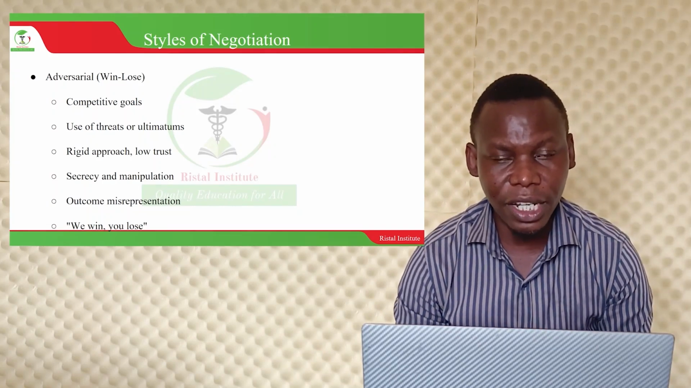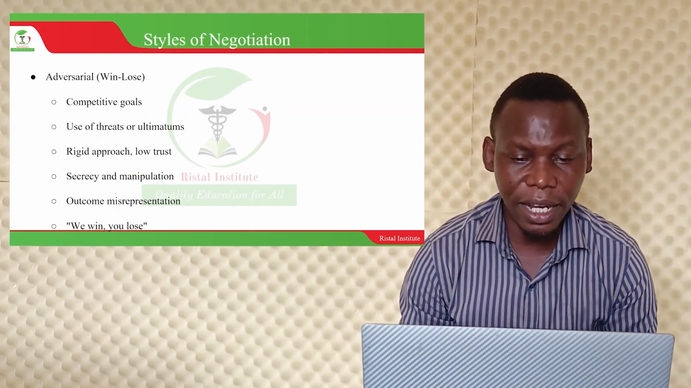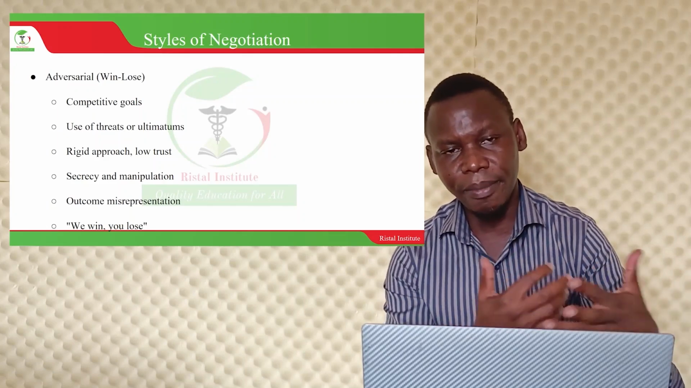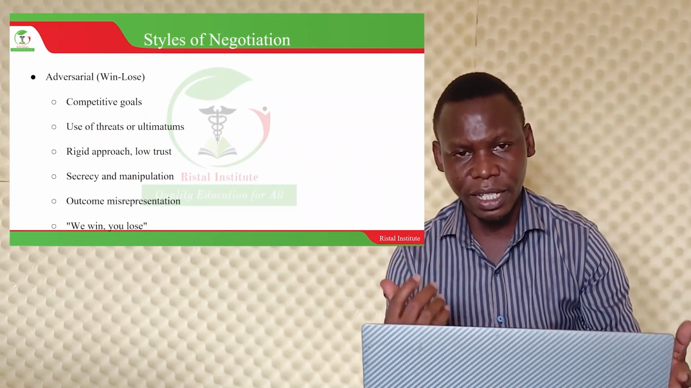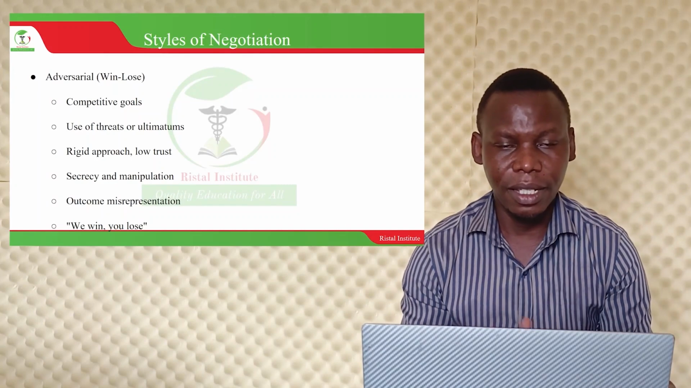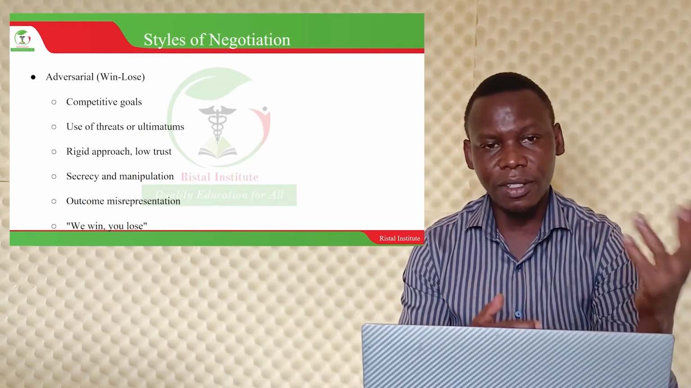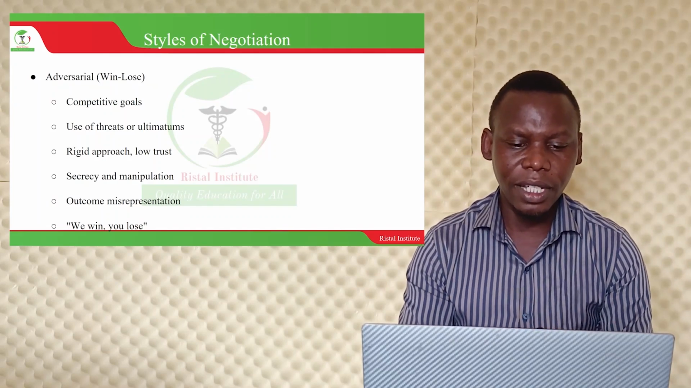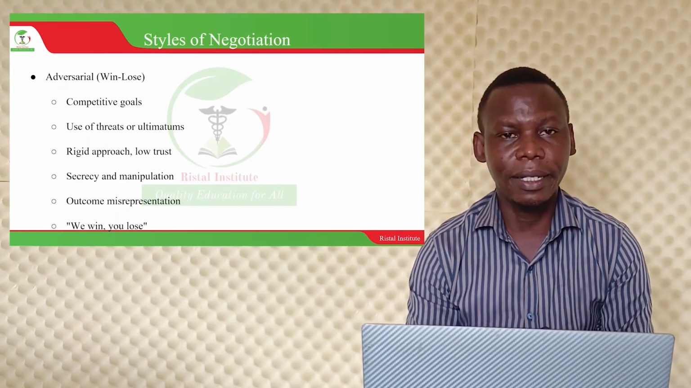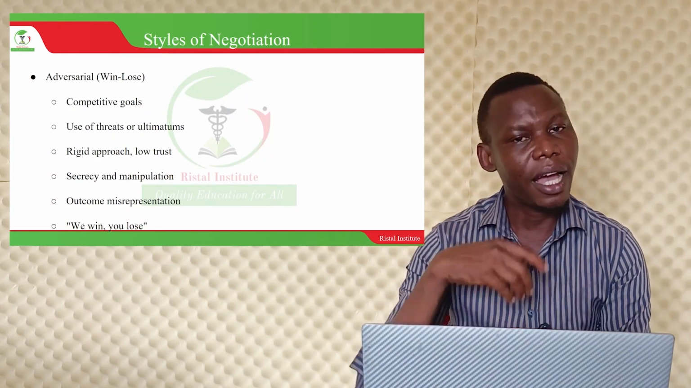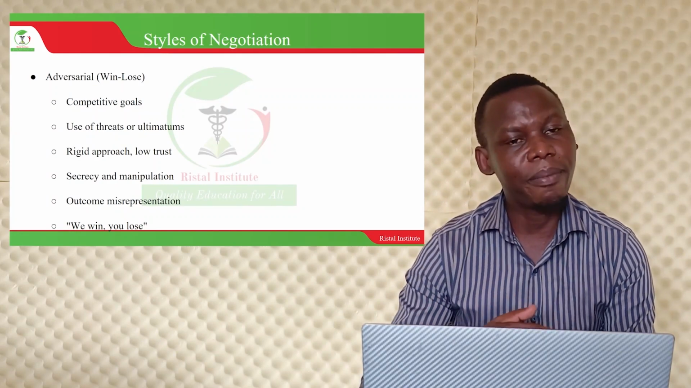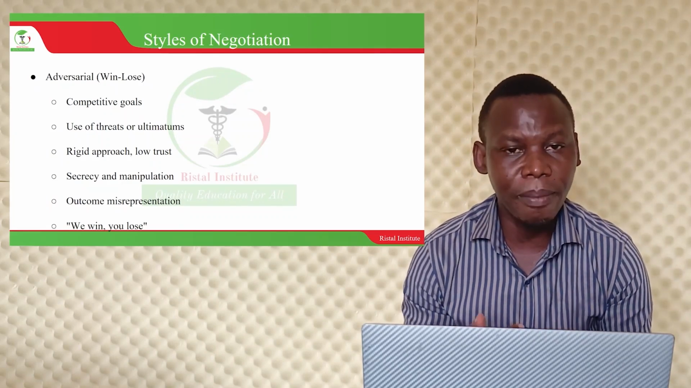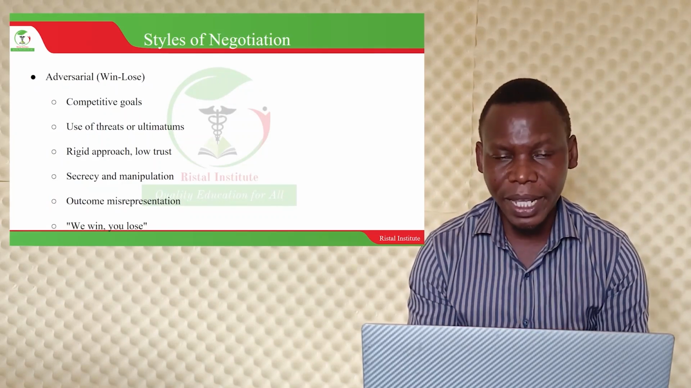Secrecy and manipulation are included in this style. The buyer will have a lot of secrets, not telling the seller. Then the seller also has his own secrets, not telling the buyer. Outcomes misrepresented. Sometimes in this style, the outcomes of the product are not rightly explained to the buyer. So there is manipulation of the buyer.